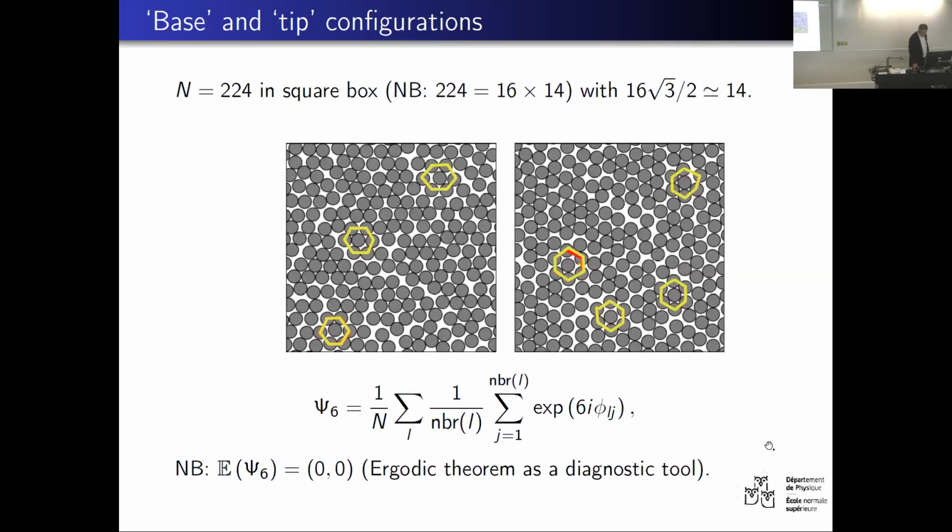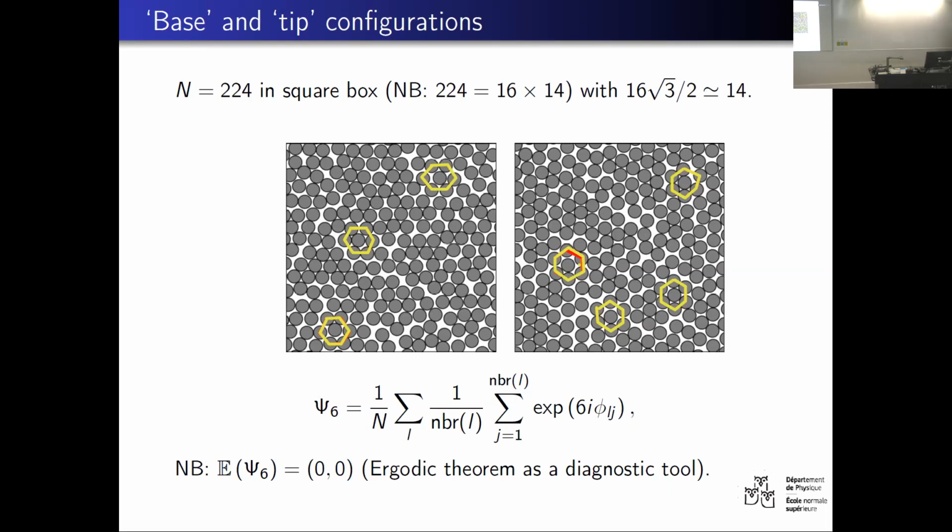But we can learn something really interesting from this. This may be related to what some of you do for your living. If you have a configuration here of hard disks in the box, in the square box of 224 particles, just like the Metropolis et al. paper, then you know that you have two different types of configurations. We call them the base configuration and the tip configuration.